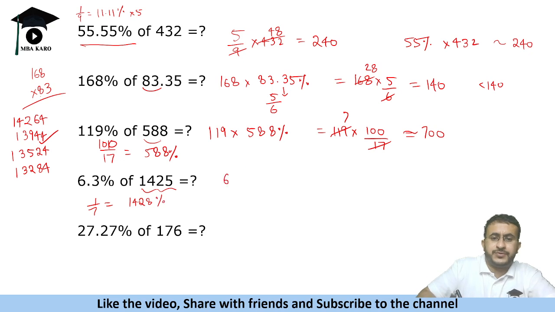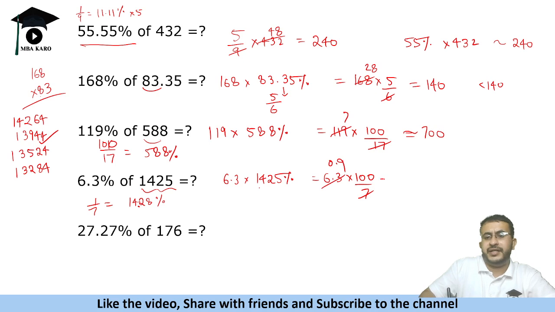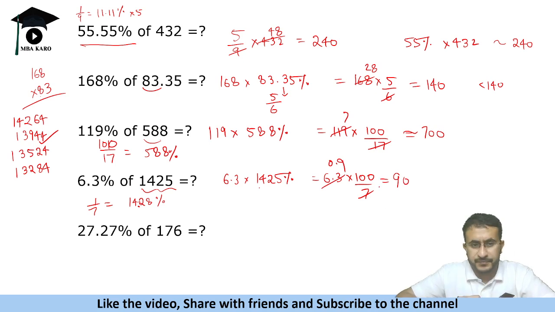Okay, so this is 6.3 into 1425 percentage. This 1 by 7 is 14.28%. This will be 100 by 7. So 6.3 into 100 by 7 is 0.9 or 90 to be the precise number. Suppose you have to multiply these numbers, 63 into 1425. So you know that the answer is going to be close to 90,000. This is how you can approximate the values using these percentages.